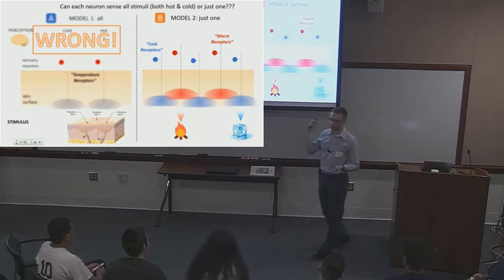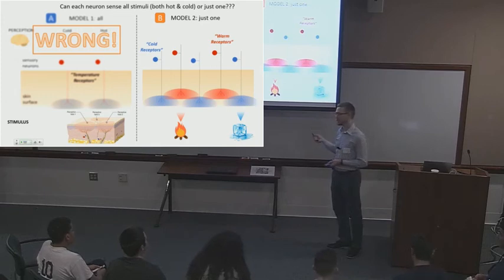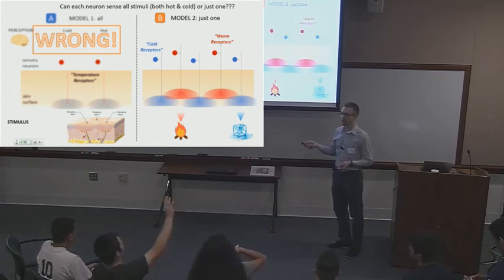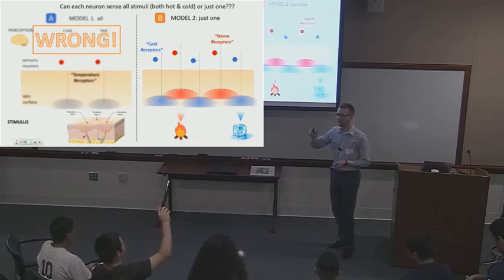There's also a lot of processing in the brain, so I think that maybe some people can be more cold sensitive or warm sensitive, just the way their brain works.